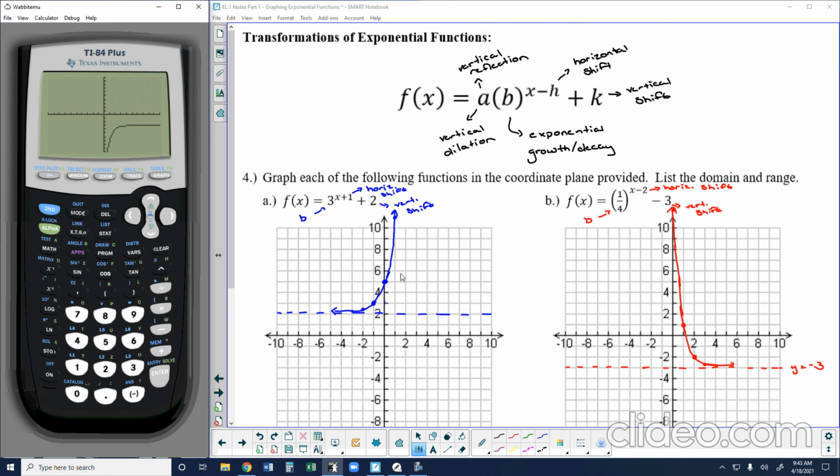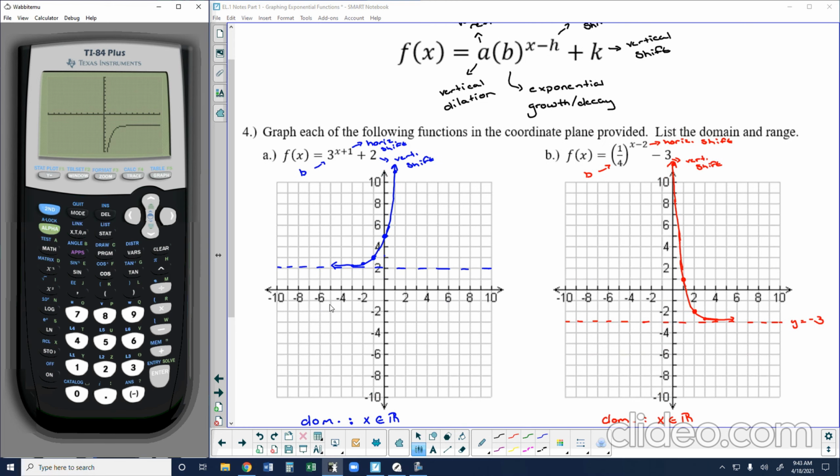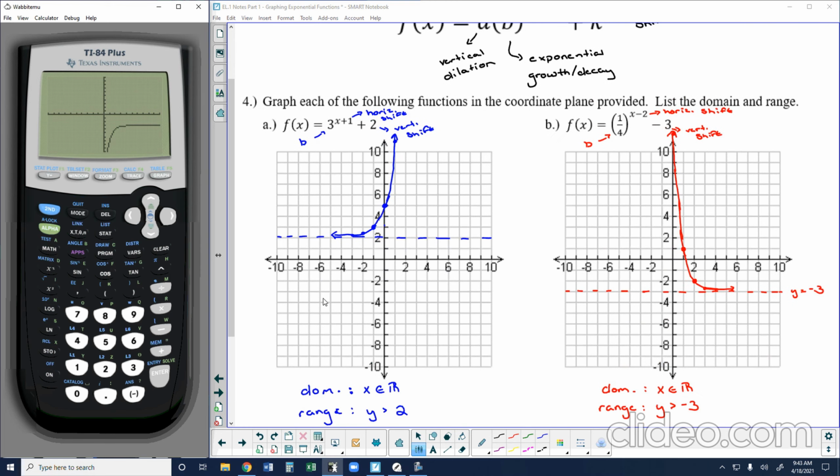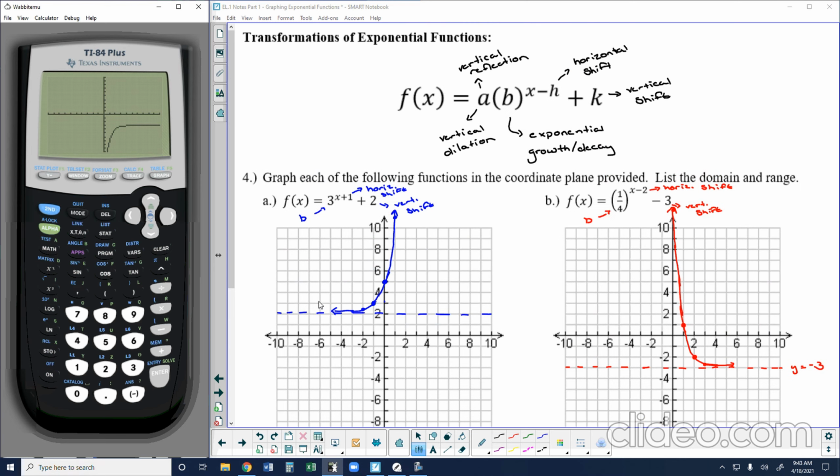So here we see a couple of different ways that we can graph exponential functions. We can look at using the transformations to graph those, as well as putting them into the calculator. This is a good place to stop for today.